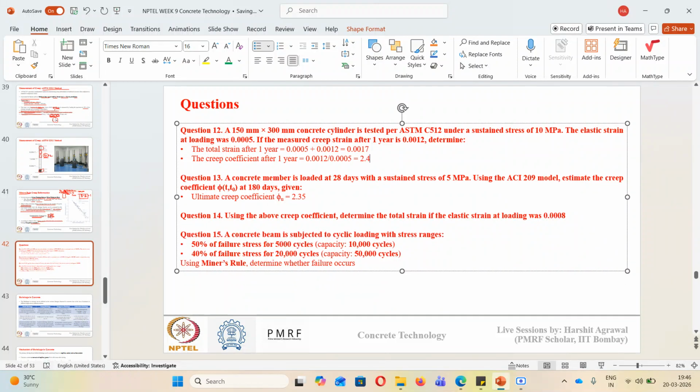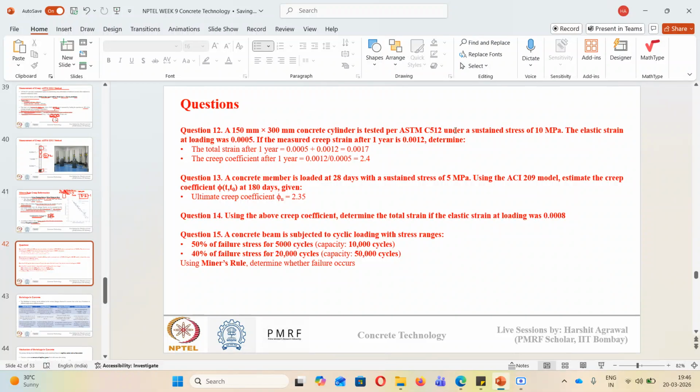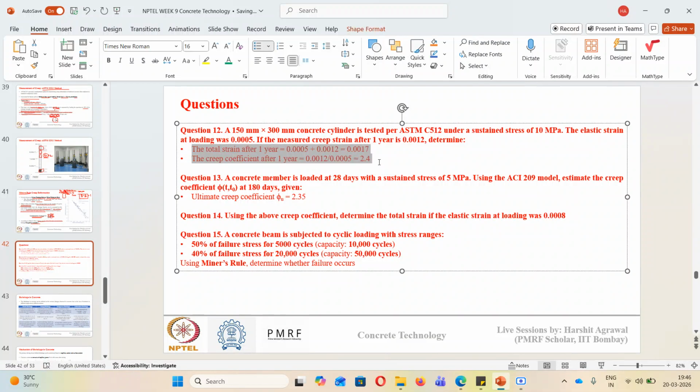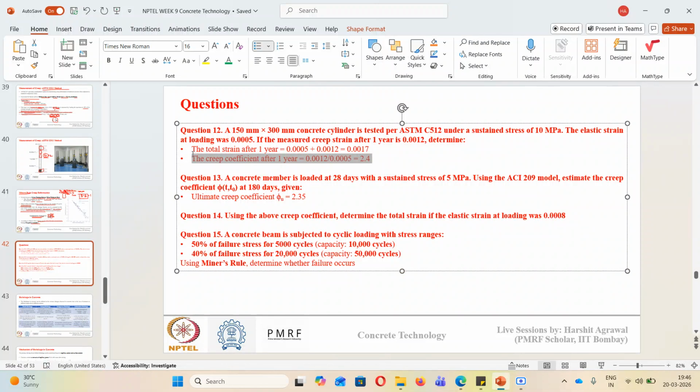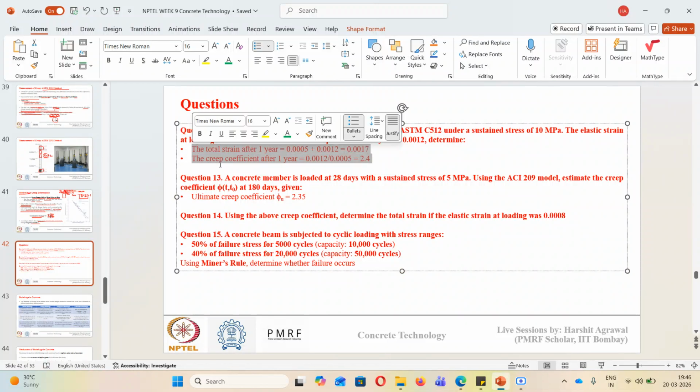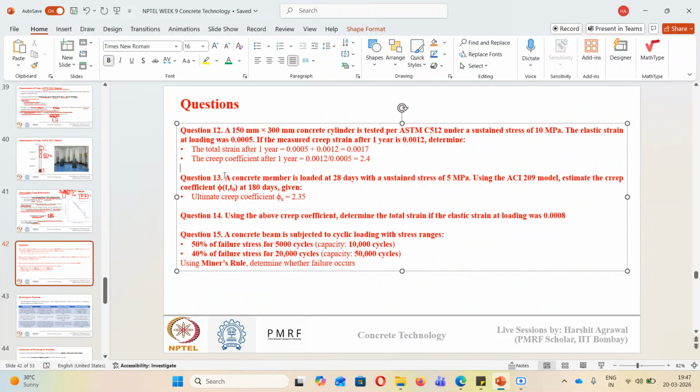So this is how we can read the data in the numerical and do calculations. That's why the two terms that we have discussed, the creep coefficient and the compliance factor, are important, because they will help us quantify creep in concrete and compare different concretes.